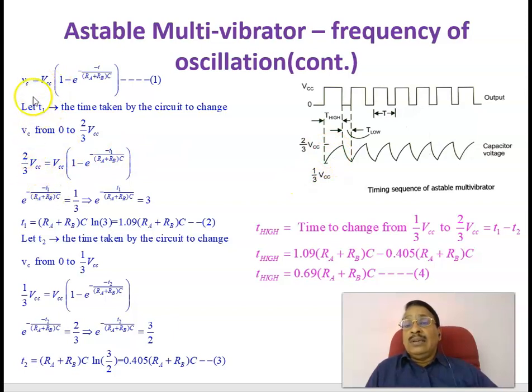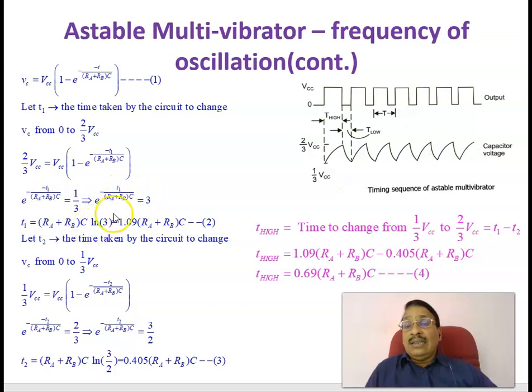We'll be getting Vc equal to 2/3 VCC equal to VCC into (1 minus e to the power of minus t1 divided by (Ra plus Rb) into C), where we define the time as t1. Now cancelling VCC on both sides, and taking that one to the other side and subtracting, we'll be getting e raised to minus t1 divided by (Ra plus Rb) into C equal to 1/3. That indicates e raised to t1 divided by (Ra plus Rb) into C is equal to 3.